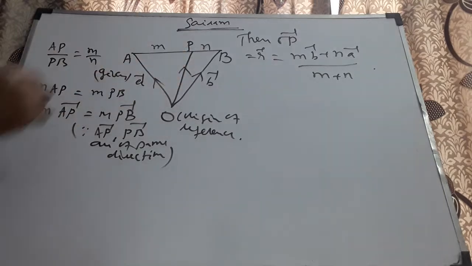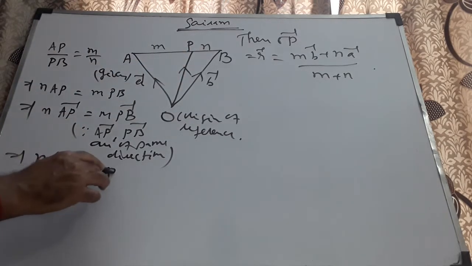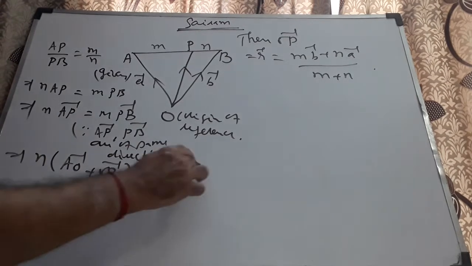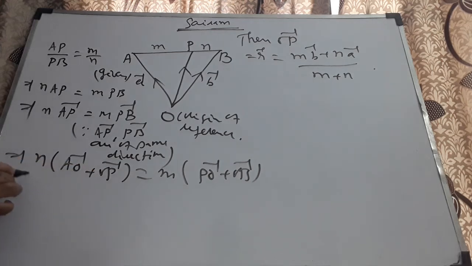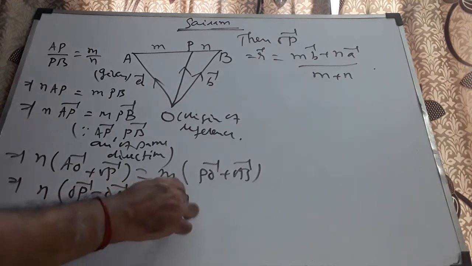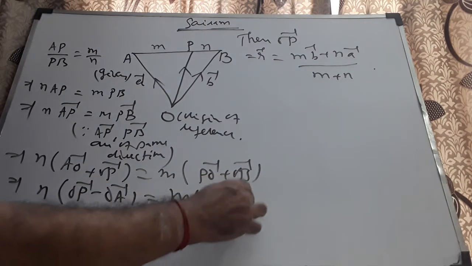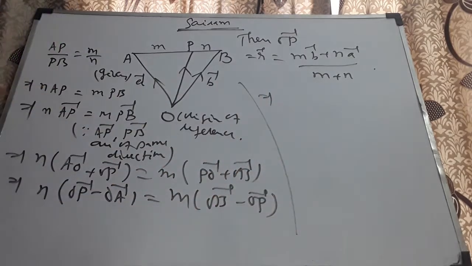See the diagram. Therefore, which will imply n into AO vector plus OP vector is equal to m into PO vector plus OB vector. I am applying triangle law of addition. This will automatically imply OP minus OA vector is equal to m into OB minus OP vector. Let me just continue here.